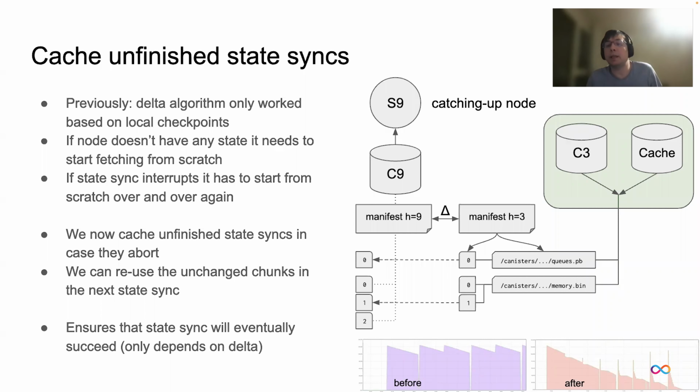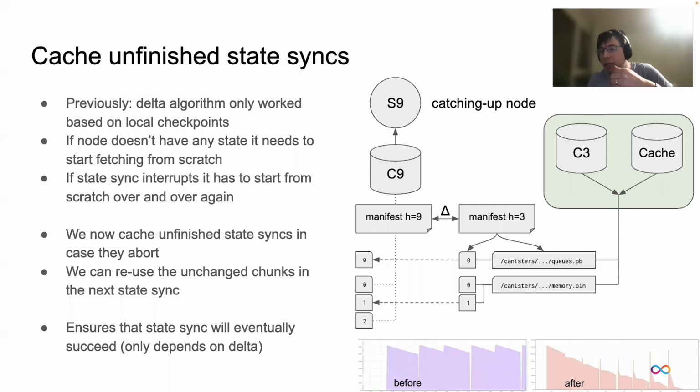But what we did now to fix that is, it really doesn't make sense to download parts of a state and then just throw it away afterwards. So what we do now instead is, when we have an aborted state sync, we put it into a cache. And then when we try the next state sync, we copy from it. Just like earlier, we copied from a checkpoint, we now just copy from the cache. And this way we continuously can make progress, which we see in the after picture.